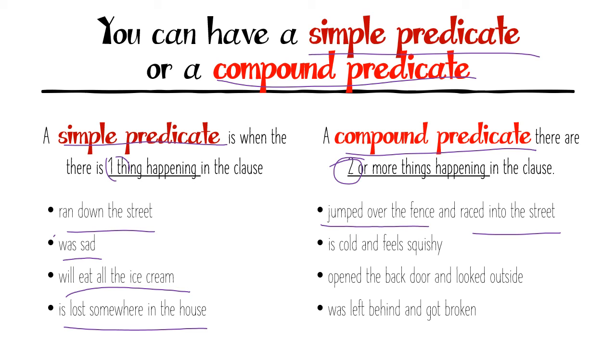Here's another one. This has that being verb. "Is cold and feels squishy." I picture that being like scrambled eggs that got left out on the counter. Those are being verbs, but it's being two things, cold and feeling squishy. Here's another example of a compound predicate. "Opened the back door and looked inside." The first thing they did was open the back door and then they looked inside. And here's another example. "Was left behind and got broken." That's still a compound predicate because there are two or more things happening in the clause.